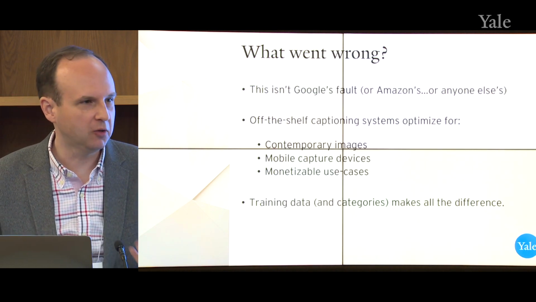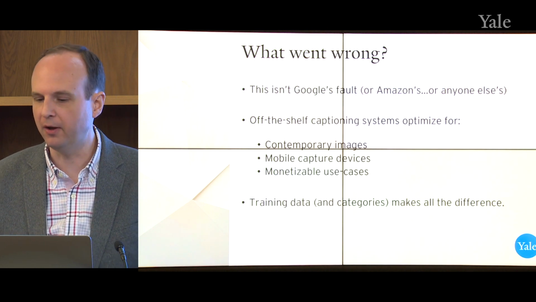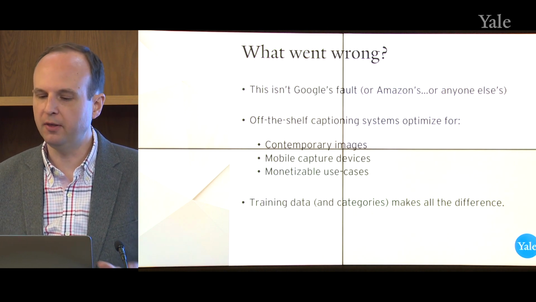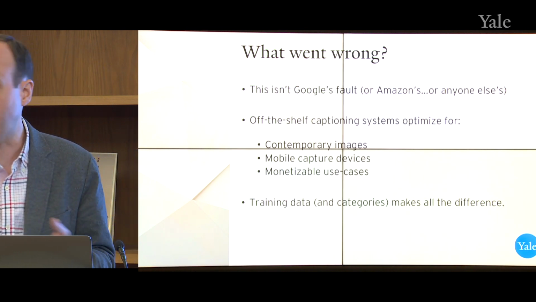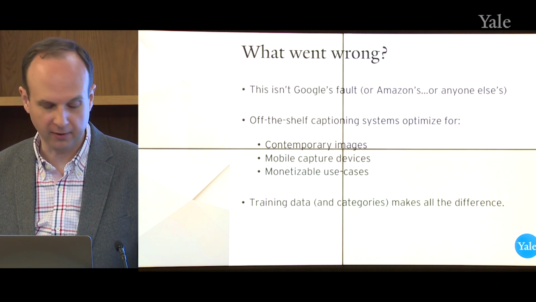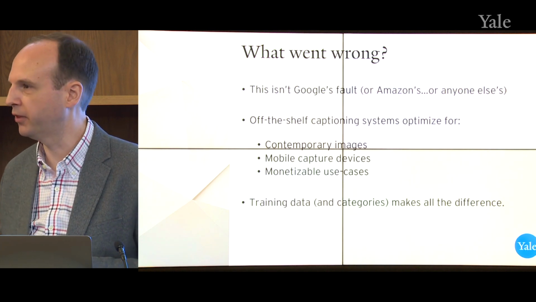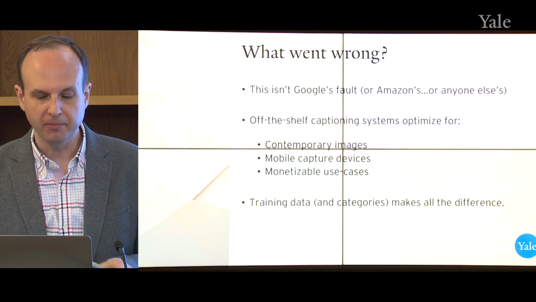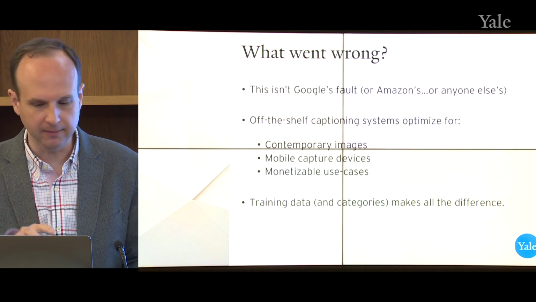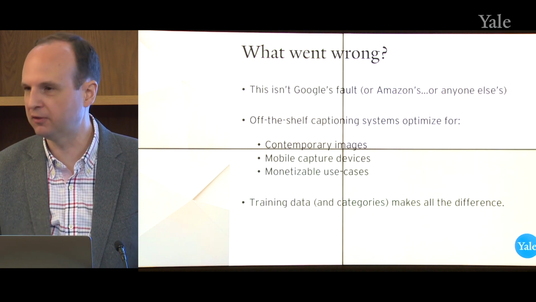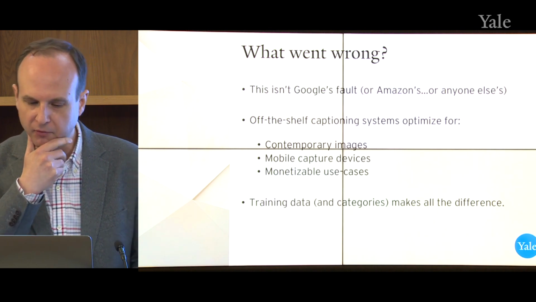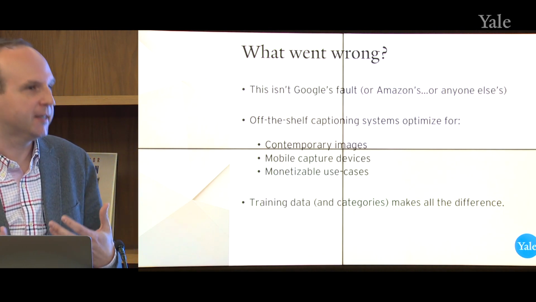Well, really, this isn't Google's fault, and this is not Amazon's fault. It has to do with the kinds of usage and captions that off-the-shelf captioning systems optimize for. They generally optimize for the cats that I'm taking pictures of, or the cars, or the bicycles. Contemporary images from 2019, images which are captured on cell phones. So we tend to take single pictures of cute pets on our cell phones. That's what we use them for. And crucially, I think monetizable use cases.